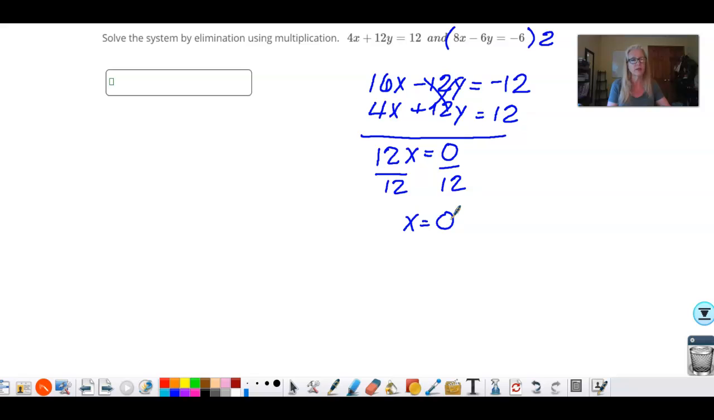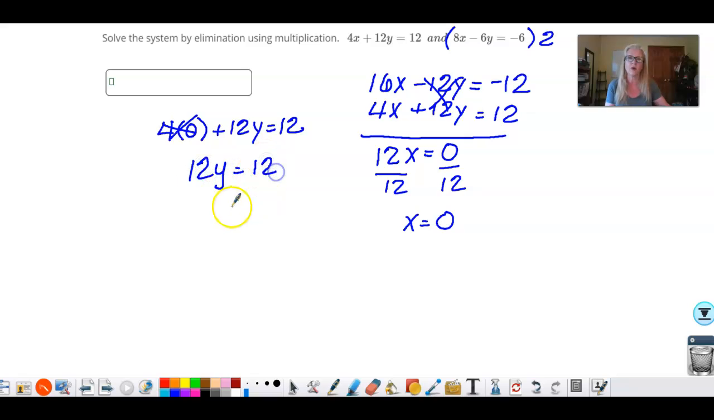To find y, we simply substitute 0 for x in one of the original equations. So if I use the first one, 4 times 0 plus 12y equals 12. Well, 4 times 0 is 0. So I basically have 12y is equal to 12, which means y has to be 1. So when you input your answer, x is 0, y is 1.